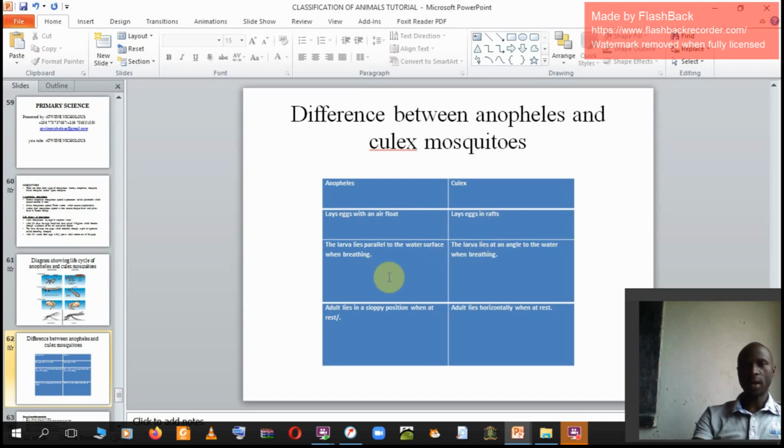Then the larva is parallel. I've stressed this, it is parallel. And here the larva lies at a certain angle to the water when breathing. Adult lies in slopy position, and this one lies horizontally.